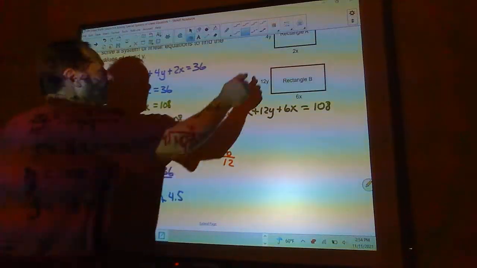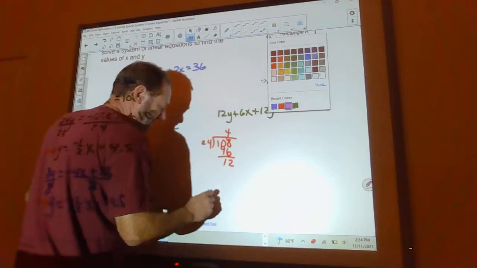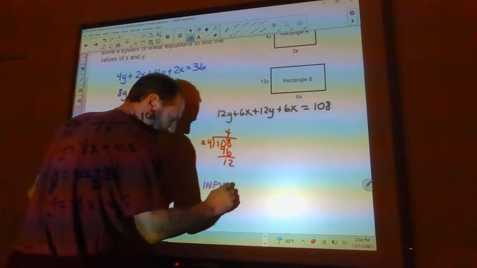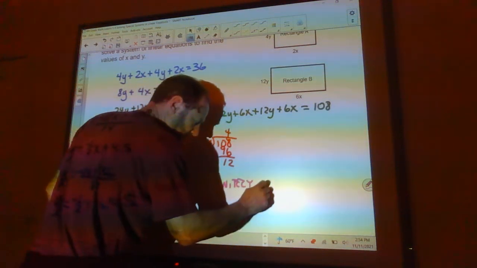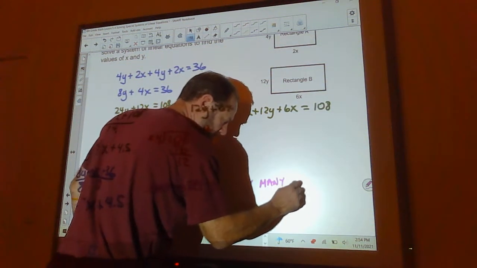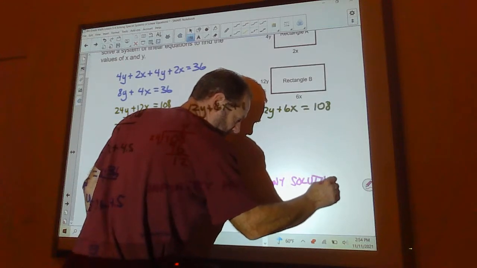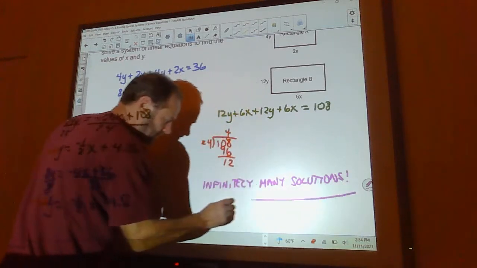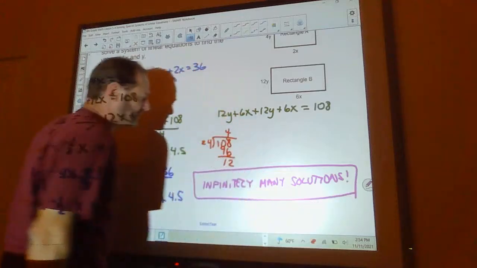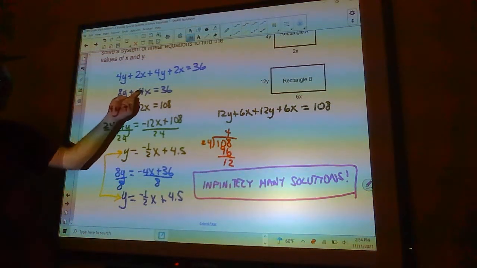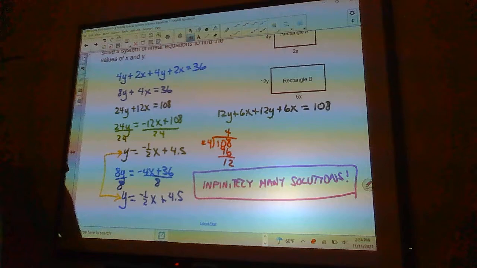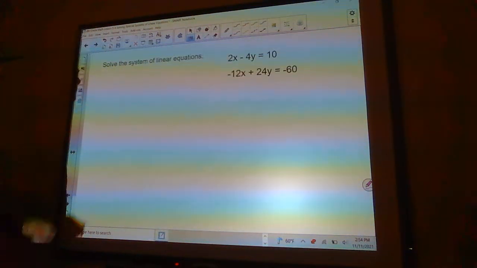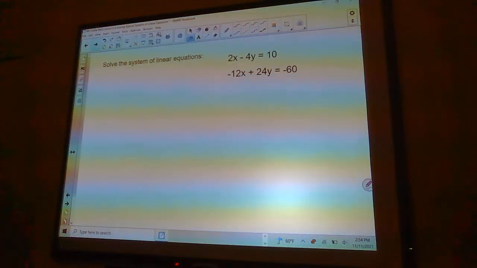Guess what that means? That means, folks, there are infinitely many solutions. Everything's a solution. Anything that works in this equation is going to work in that equation. Okay? So those are your two special cases that you got. So why don't you pause the video here, solve this one, see what you get, and then jump back on and see if you were right.